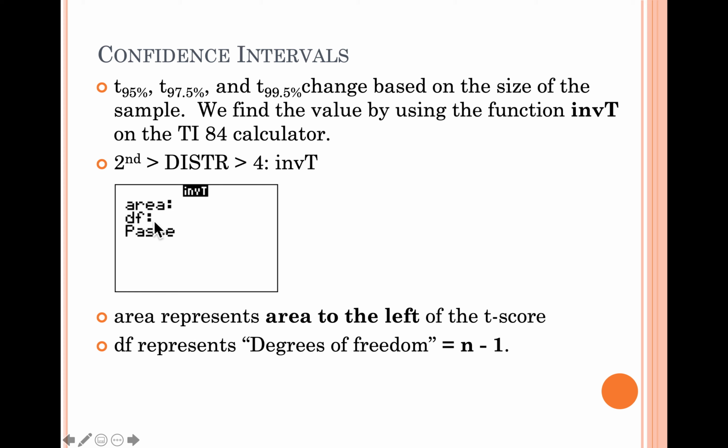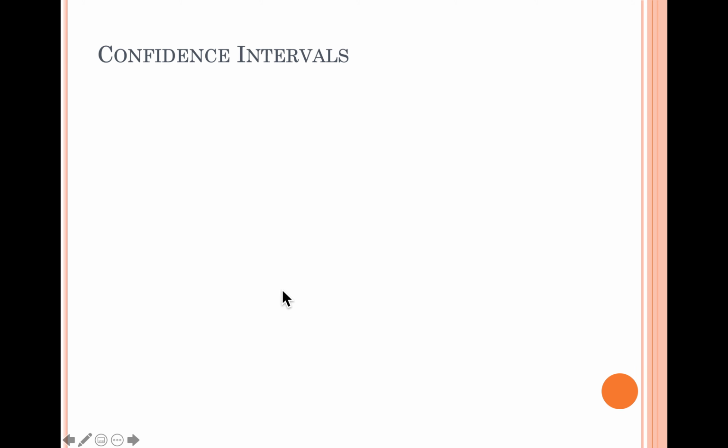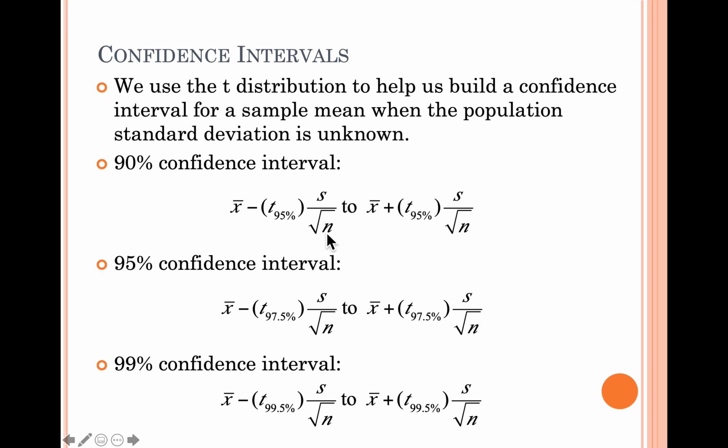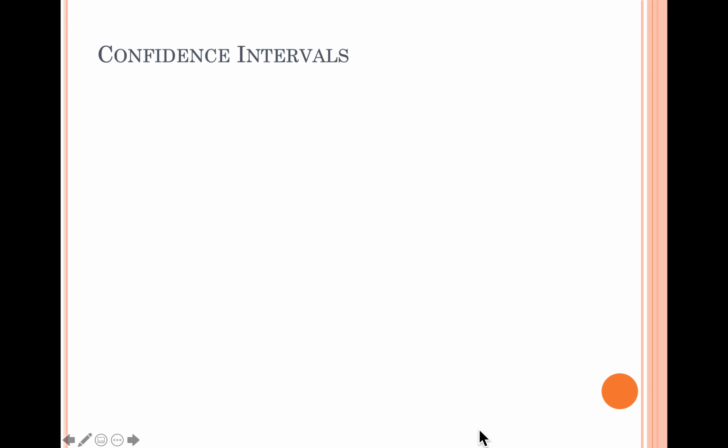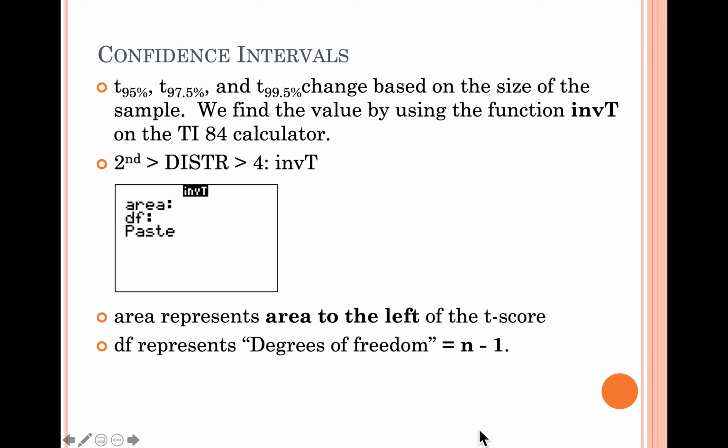The DF that you see here represents degrees of freedom, and that is found by taking your sample size and subtracting 1, and you'll put that here. It doesn't change your sample size. It's a different number altogether. So degrees of freedom is n minus 1. However, in your formula, you are still using the original sample size for n. Degrees of freedom is simply used to find out what the t-score will be.